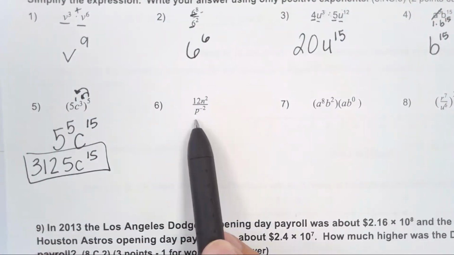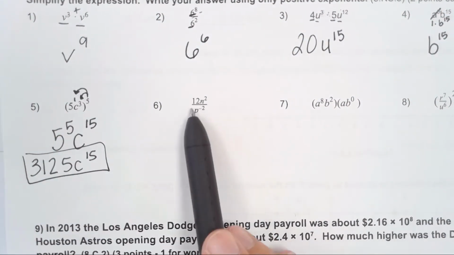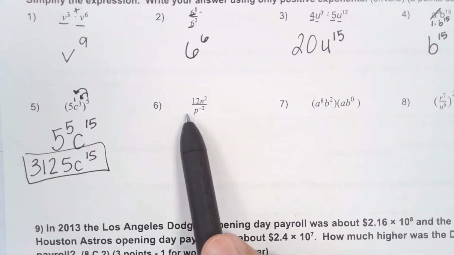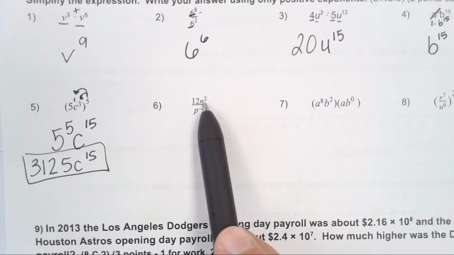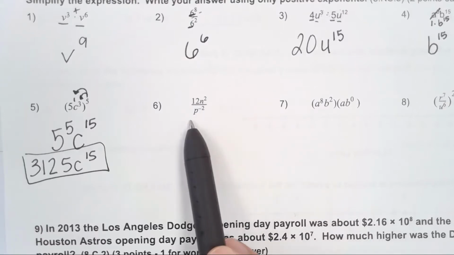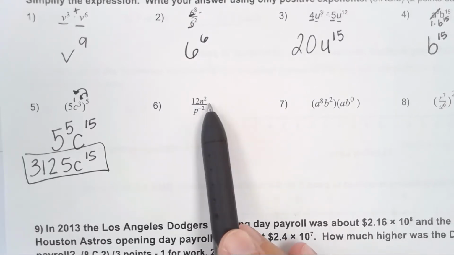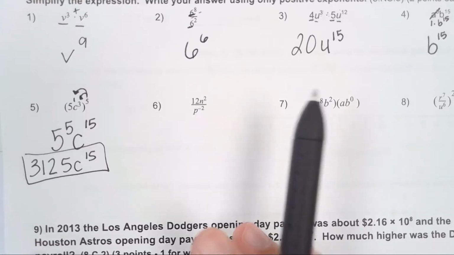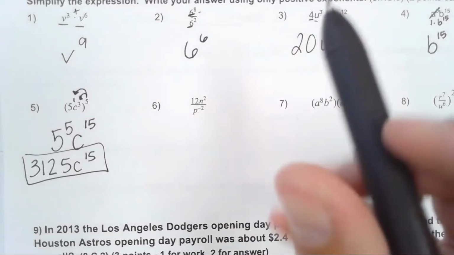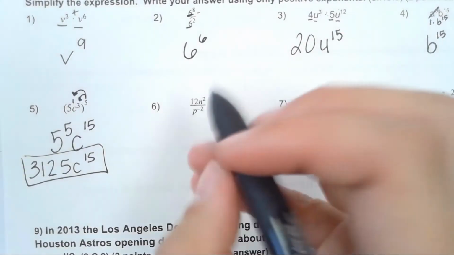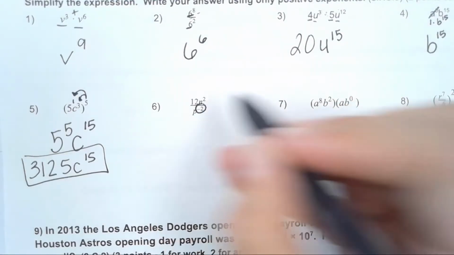All right, number 6. So again, see if you can simplify anything here. So I see that I only have a 12 in the numerator, so I can't simplify coefficients. I only have an n in the numerator and a p in the denominator, so I can't simplify anything. However, they do tell us that we only want to use positive exponents in our answer, so I do see that I have a negative exponent.